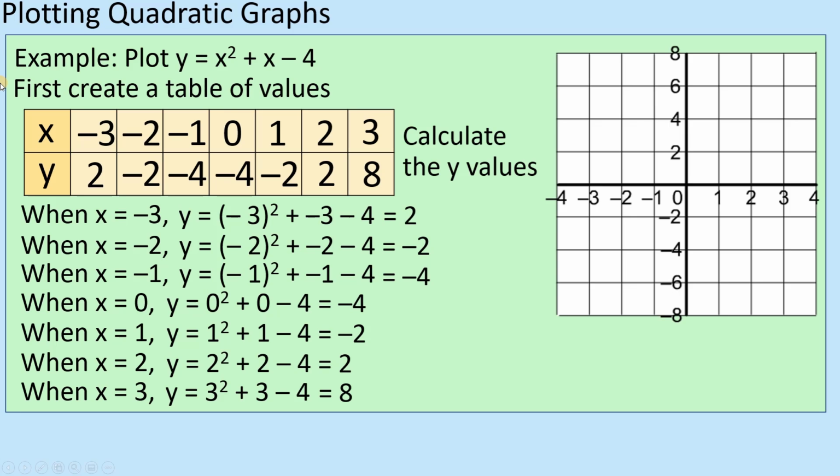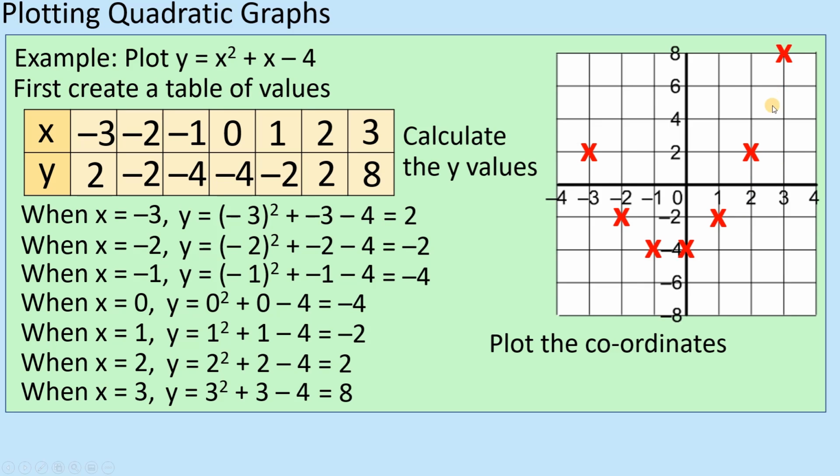That gives me a set of coordinates. Here I've got minus 3, 2 as a coordinate which I'm going to plot, and it's going to go roughly there. We'll do the same for the next one: minus 2, minus 2 is going to be there. Then minus 1, minus 4 is going to go there, and then 0, minus 4 is going to go there, and then 1, minus 2 I think is going to go there, and 2, 2 is going to go there, and then 3, 8 is going to go up there.